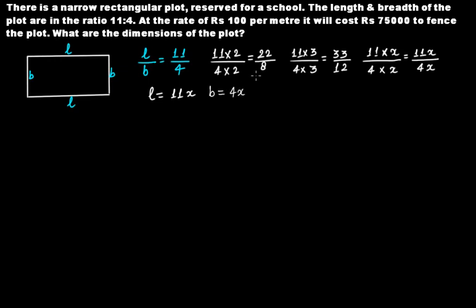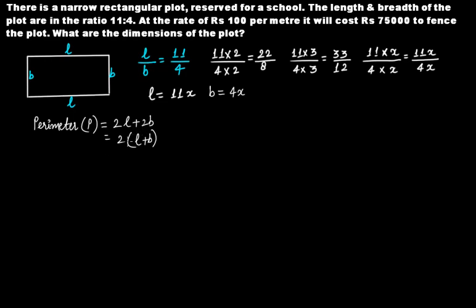Okay, now tell me one thing. If you have to fence the boundary, it means that you'll have to cover this length, then this breadth, this length, then this breadth. It means you have to cover the perimeter. So perimeter, if we denote the perimeter by P, is equal to what? 2 times length plus 2 times breadth, or 2 times length plus breadth, right?